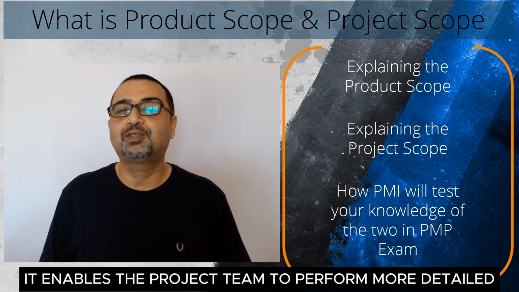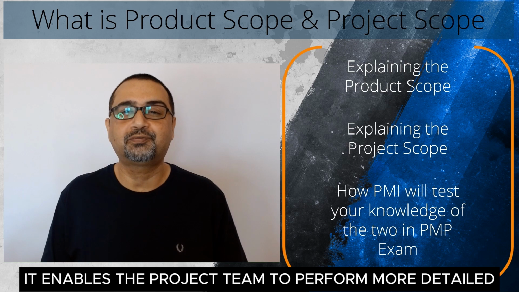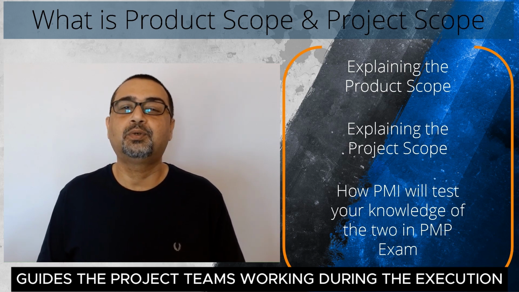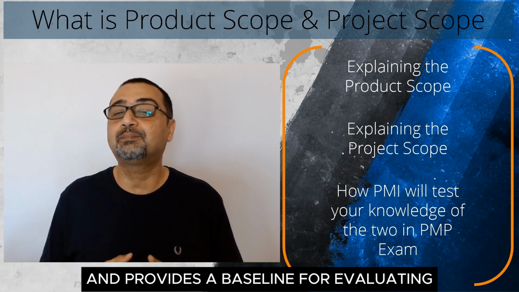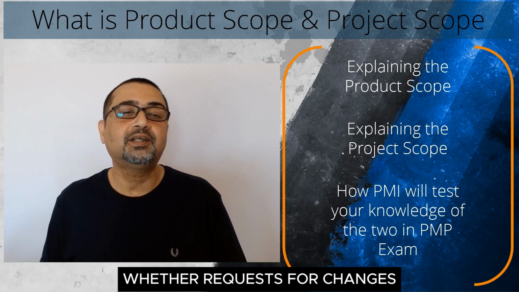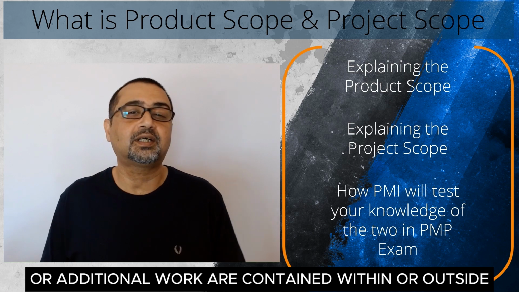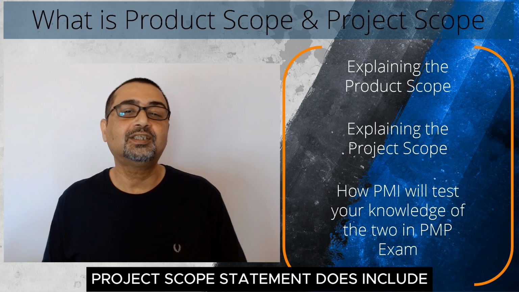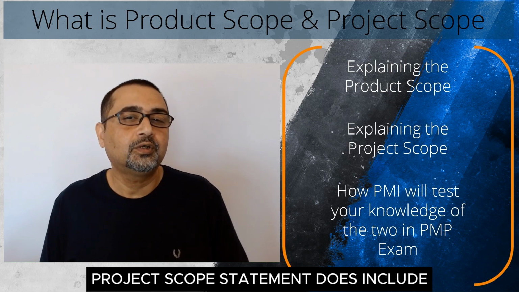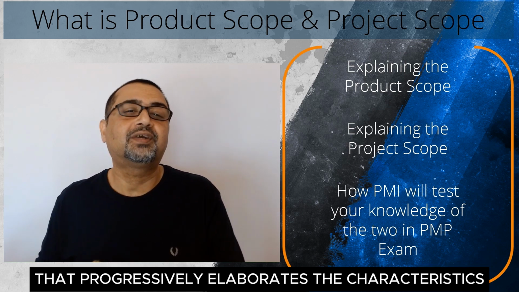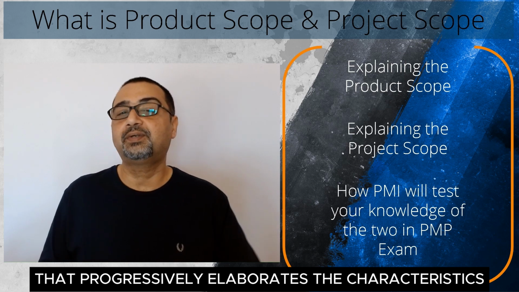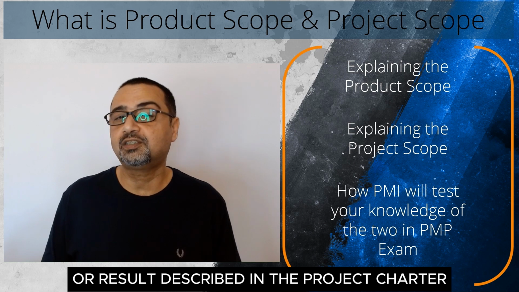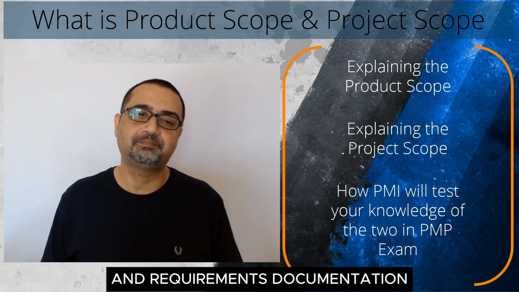It enables the project team to perform more detailed planning, guides the project team's work during execution, and provides a baseline for evaluating whether requests for changes or additional work are contained within or outside the project's boundaries. The project scope statement does include a product scope description that progressively elaborates the characteristics of the product, service, or result described in the project charter and requirements documentation.